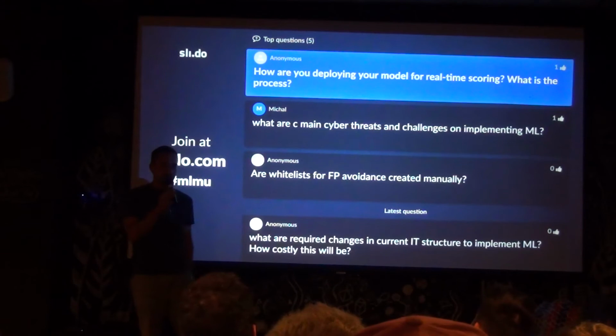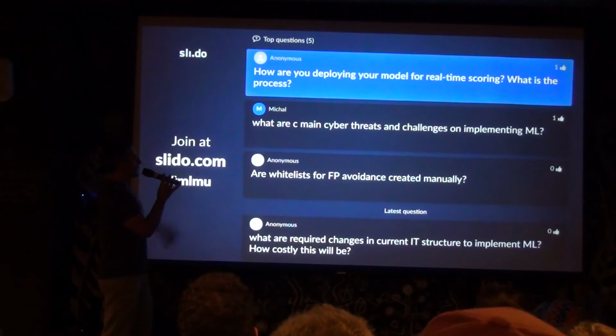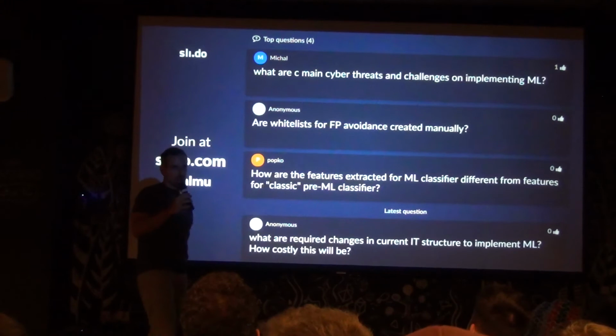And for deploying models in the cloud, we do it just by switching the model when the new one is generated.